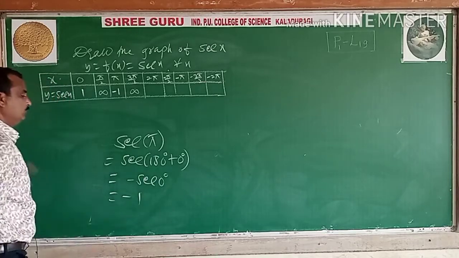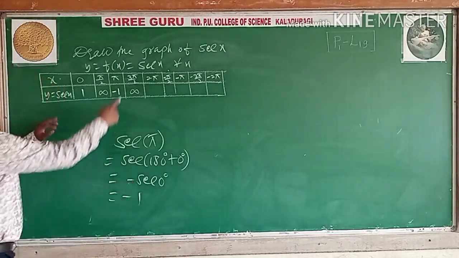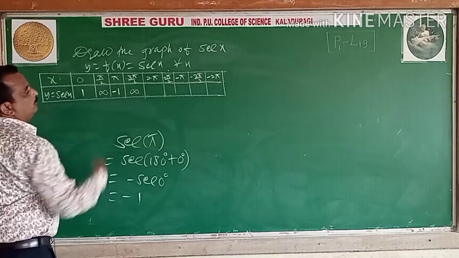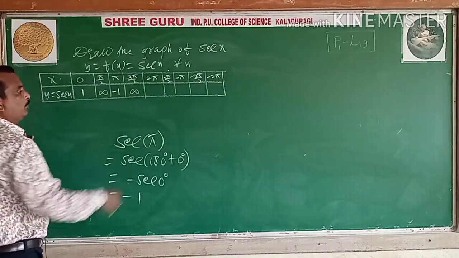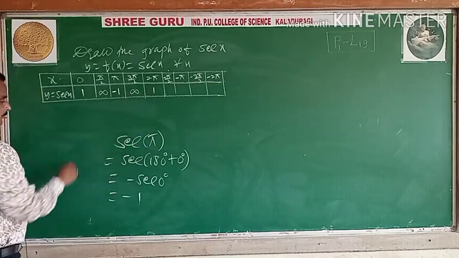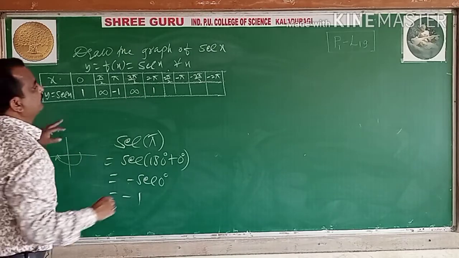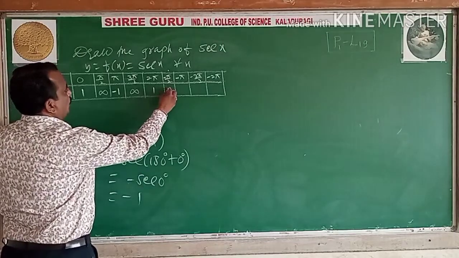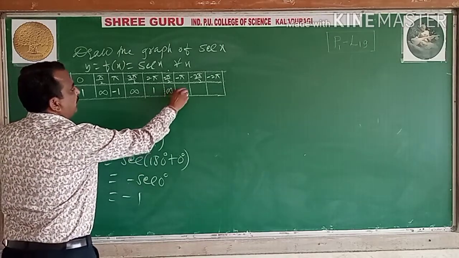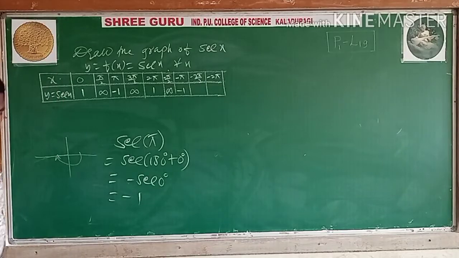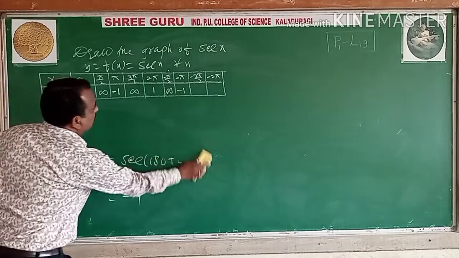What is sec 0? It is 1, just to have calculated. Sec pi is minus 1. For 3 pi by 2, there is no question of infinity. At 2 pi, again plus 1. So sec pi, where does it come? On the negative x-axis. The next, minus pi by 2, infinity. Minus pi, minus 1. See how it is minus 1.